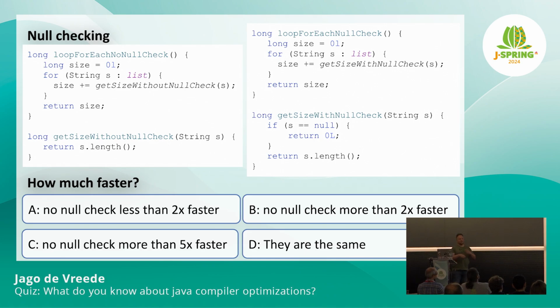So how much does this null check hurt us? Is the version without the null check less than 2 times faster? Or is it more than 2 times faster? Or more than 5 times faster? Or are they the same?